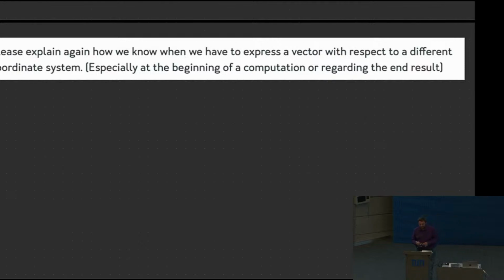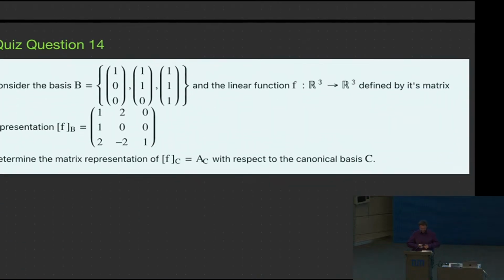Good. So next thing on my list is taking a look at some quiz questions. I have one that we will hopefully be able to complete today, and then we'll do more of those tomorrow. I picked one of the questions that most of you probably found hard. That's quiz question 14. Consider this basis B here and a linear function defined by the matrix with respect to B. And the question is to determine the representation of F with respect to the canonical basis.